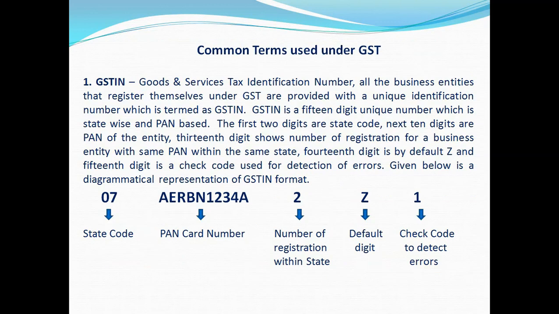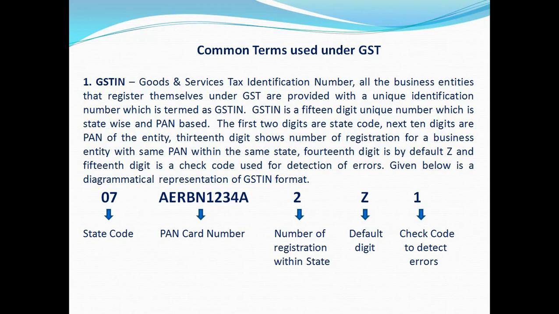Next, we will discuss the common terms used under GST. Here first is GSTIN, that is Goods and Services Tax Identification Number. All the business entities that register themselves under GST are provided with a unique identification number, which is GSTIN. GSTIN is a 15-digit unique number which is state-wise and PAN-based.